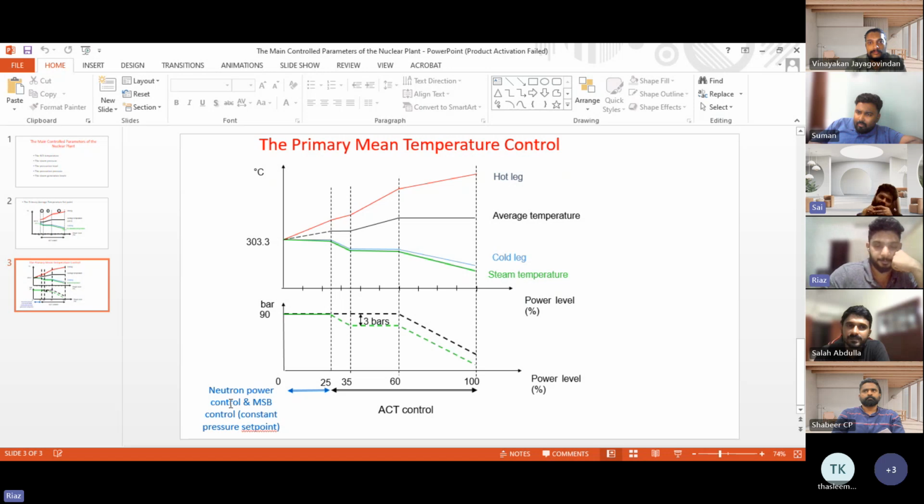Riyaz, what is secondary side power and primary side power? The primary side means the power we need. What is the primary side? The primary circuit. But what is primary power and secondary power? Where are we getting the power? From the reactor. Yes, that's the primary power. So what is secondary power? What we are generating.